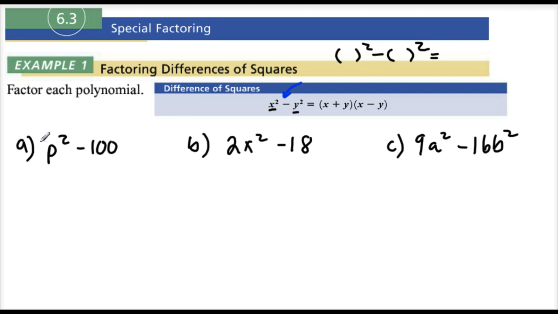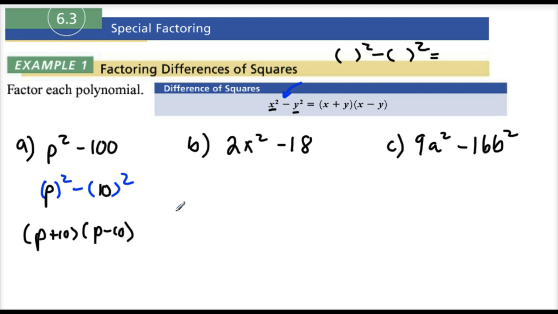So let's go right here. Can we write our first term right here as something squared minus something squared? Well, yeah. I mean, we can write p squared as just p, and then what squared is 100? Well, 10. So we can write the first term as something squared, and we can write the second term as something squared, and we have a minus sign. So since all those are true, then again the answer is just x plus y, x minus y, or the answer here is p plus 10 and p minus 10.